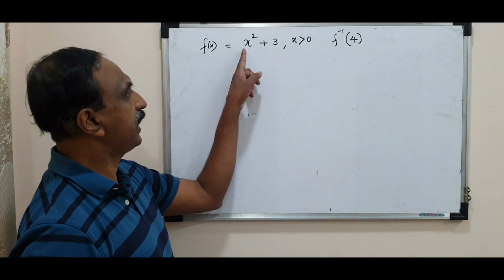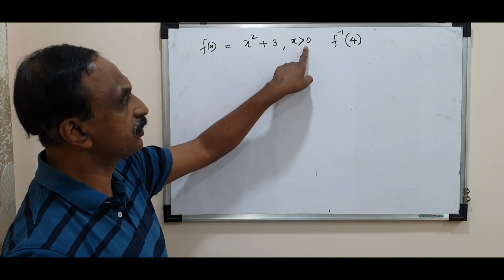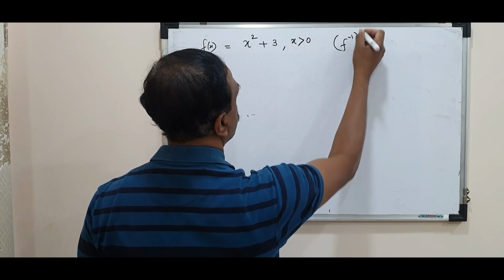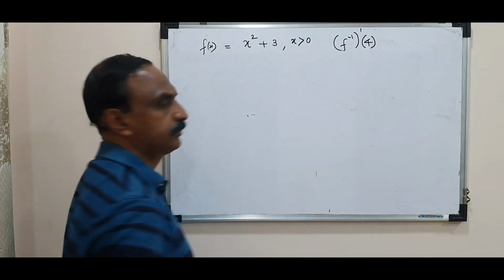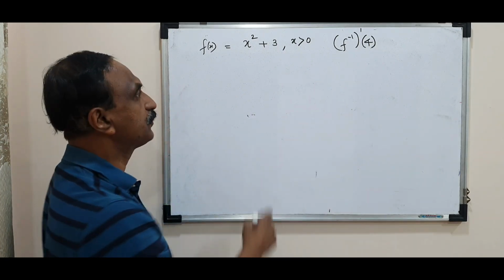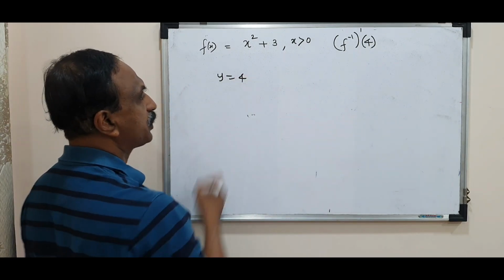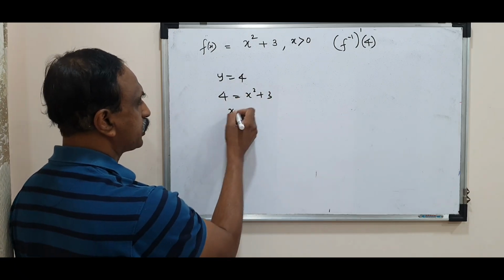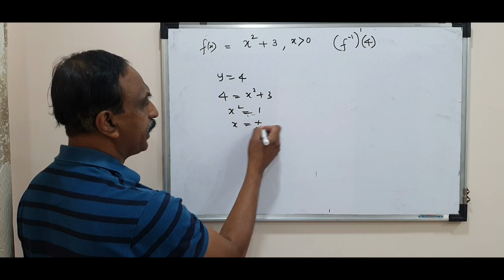Here the function is x square plus 3 for x greater than 0. Find the derivative of the f inverse at x is 4. So we are given the x coordinate of the inverse function is 4. So the y coordinate of the function is 4. That means 4 is equal to x square plus 3. So x square is 1. So x is plus or minus 1.